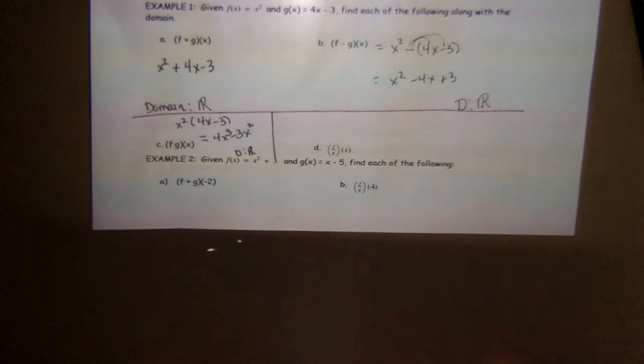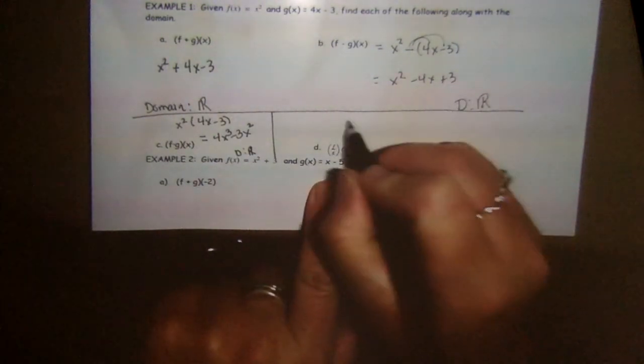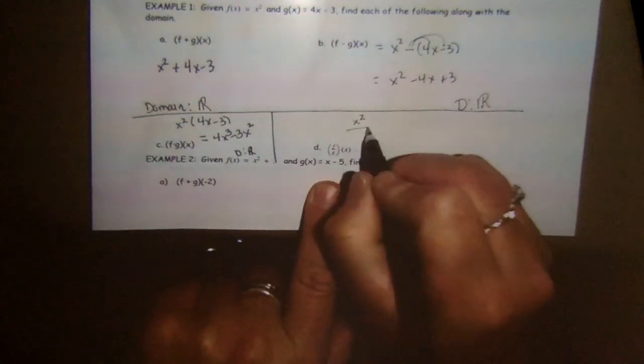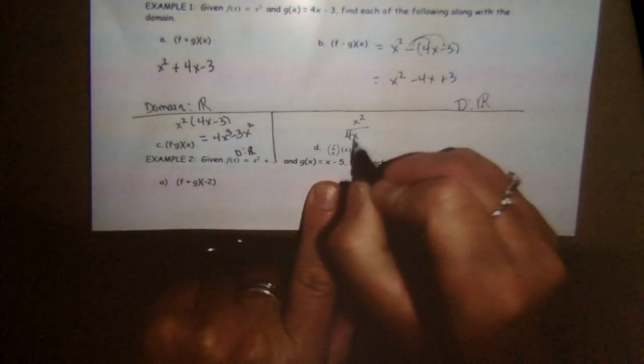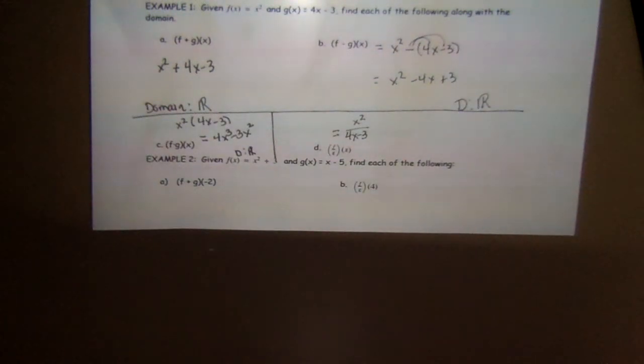D then is take the f function, which is x squared, divide it by the g function, which is 4x minus 3. That's easy enough. It doesn't divide, so we just leave it.